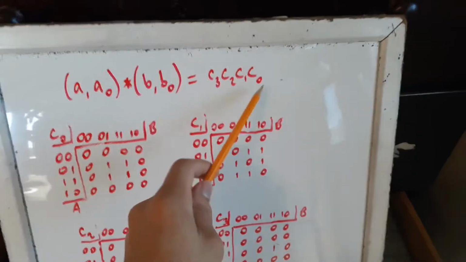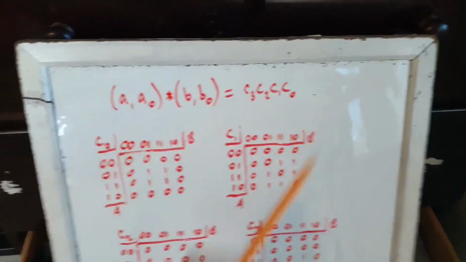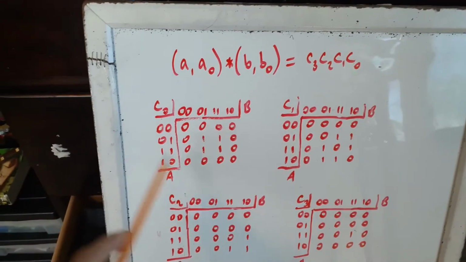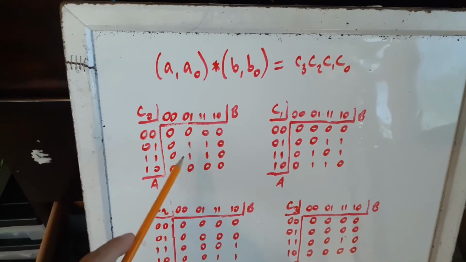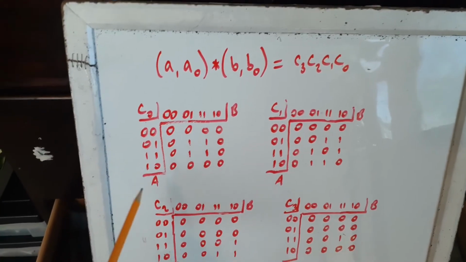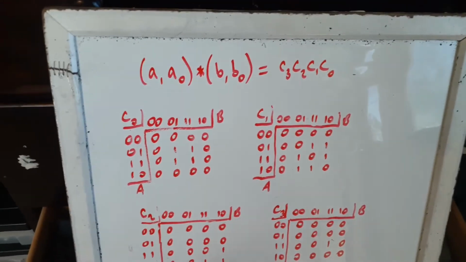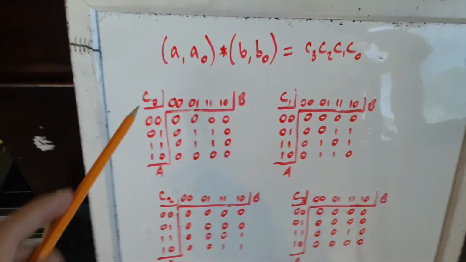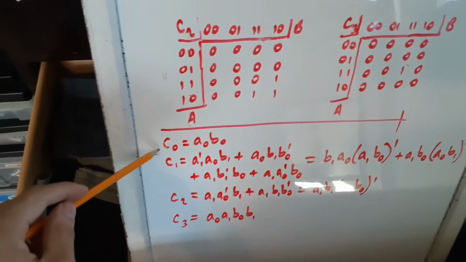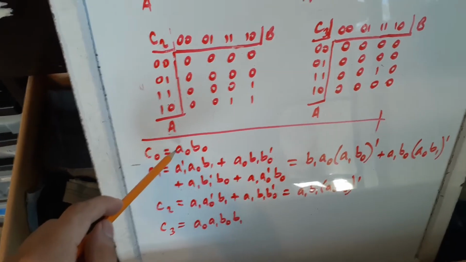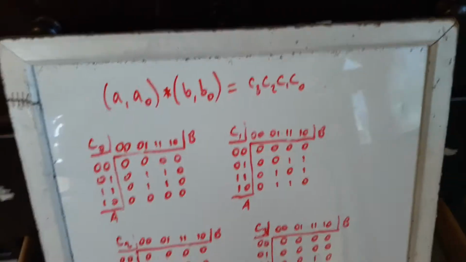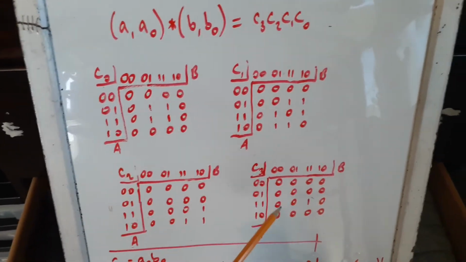For the first bit, Z0, the K-map looks like this. And we see that the output is only 1 whenever both A and B are 1. We can represent this in a formula like this: C0 equals A0 times B0. The other bits are a little bit more complicated.